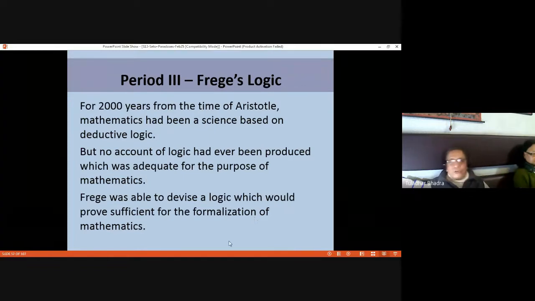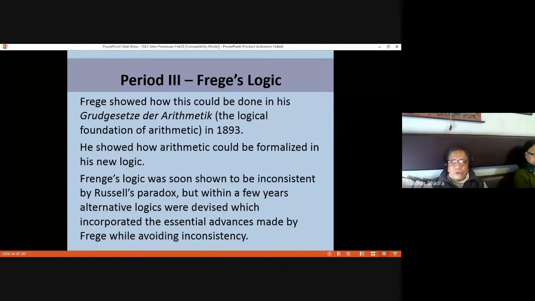So that was Cantor's. Now, the third period was Frege's logic. For 2000 years, from the time of Aristotle, mathematics has been a science based on deductive logic. Yet no account of logic had ever been produced which was adequate for the purpose of mathematics. Frege was able to devise a logic sufficient for the formalization of mathematics. Frege showed how this could be done in his book Grundgesetze der Arithmetik, the logical foundation of arithmetic, which was published in 1893. He showed how arithmetic could be formalized in his new logic.